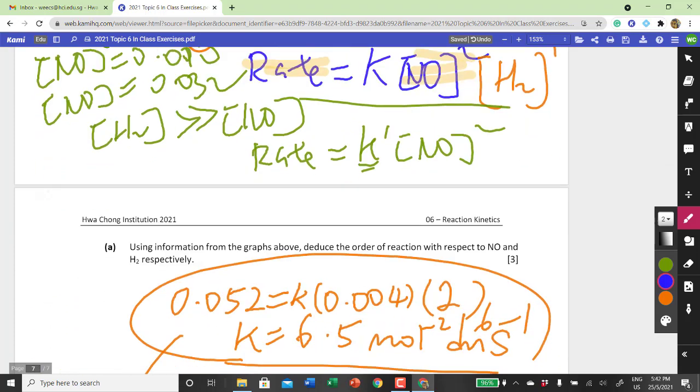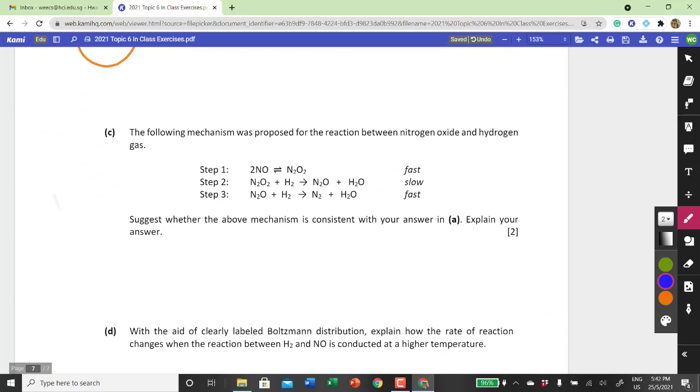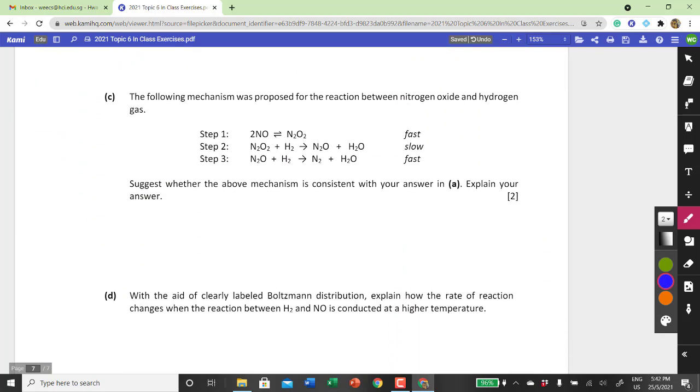First of all, we must add everything up to ensure that we get back the chemical equation. So let's try to do that. We add everything up. N2O2 will be cancelled. N2O will be cancelled. And then we'll be left with 2NO on the left, 2H2 on the left, 2H2 on the right and 1N2 on the right. So overall, if you add the 3 elementary steps up, you will get the original chemical equation. So that's not a major issue.